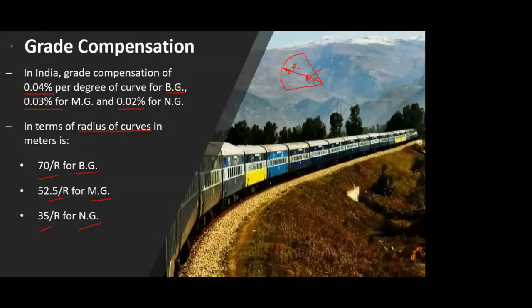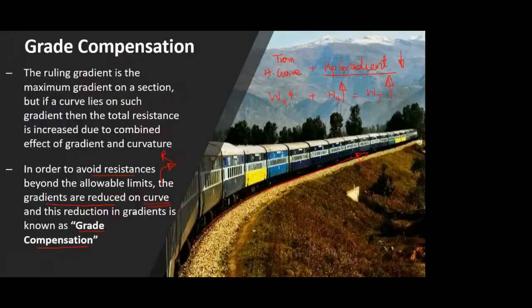So grade compensation is an important concept to understand and to apply also. In your competitive exams, questions can be asked. A small numerical is also asked related to this, for example, what is the grade compensation if your track has a curve of, say, 50 meters on an up gradient. In that case, you need to find out the grade compensation using one of these formulas, depending on the type of your gauge. So this is all regarding the gradient.